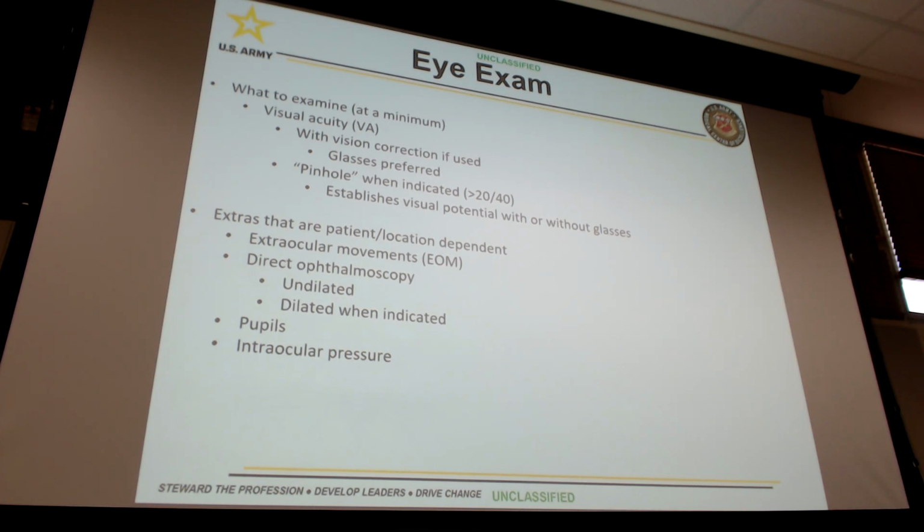And then you can test pupils, right? You don't need a fancy device to test pupils. Your flashlight on your phone usually works adequately enough. Just shine a light into the pupils. You're testing the direct response of that eye. You're testing the consensual response of the other eye. You can do the swinging flashlight test to check for an afferent pupillary defect. That's super simple to do. Takes no time at all.